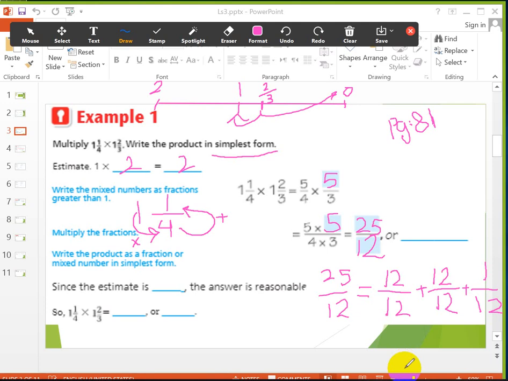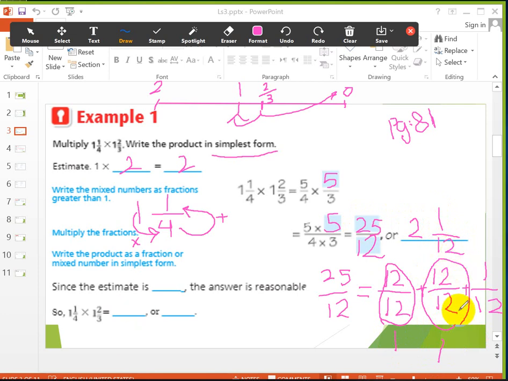So I have two 12s in 25. So this equals what? This equals 1, right? Because 12 over 12 means 12 divided by 12, and this means 1. And this is also 1. So that means 1 plus 1 equals 2. So if I want to write it as a mixed number, it will be 2 and 1 over 12.